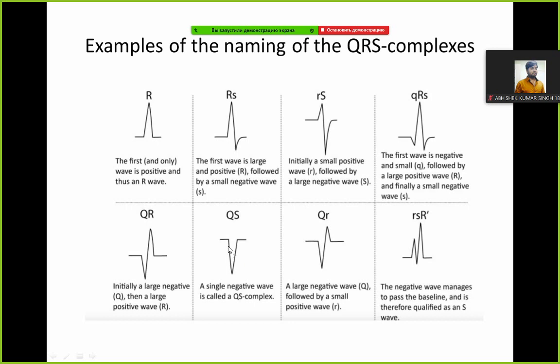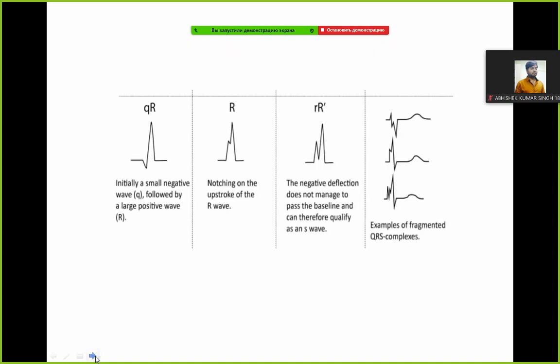QS: when we have only one negative wave, it is called QS. A large negative pathological Q and a very small positive R, with M shape of the QRS complex, is called RSR wave. Some other examples of QRS complex.